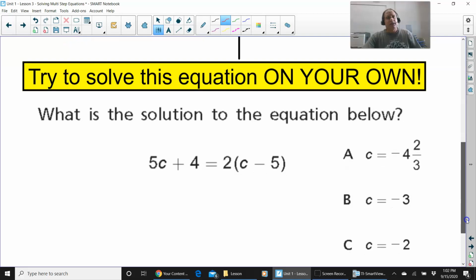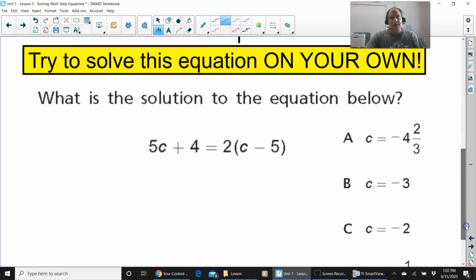Go ahead and try to solve this on your own. Press pause now. So I'm going to try to do this. Hopefully if you did do it, that's great. If you didn't, you were waiting to see what I was going to do.